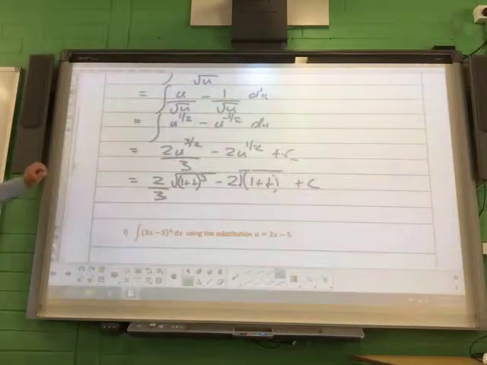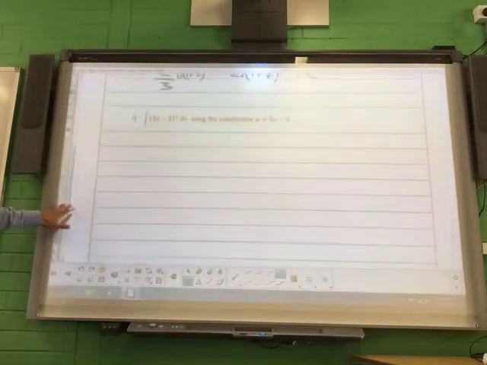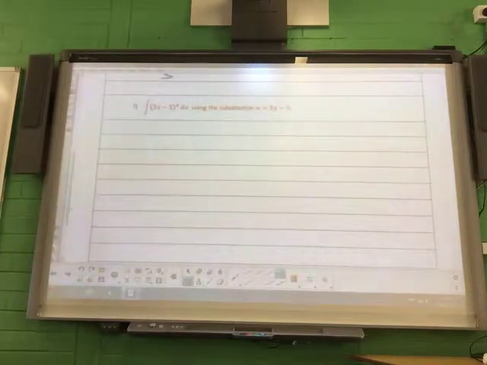Okay, any other question? Alright, the integral of 3x take away 5 to the power of 4 dx using that substitution. Again, we could use our binomial theorem and have our 5 terms and integrate our 5 terms. However, in the exam they'll be asking you to integrate using this substitution, so if you don't do this, then you won't get your full marks.